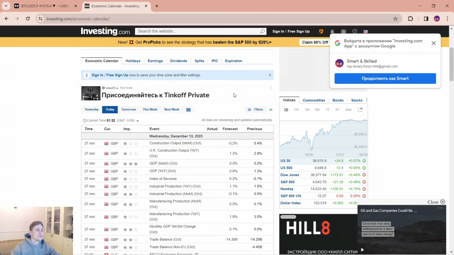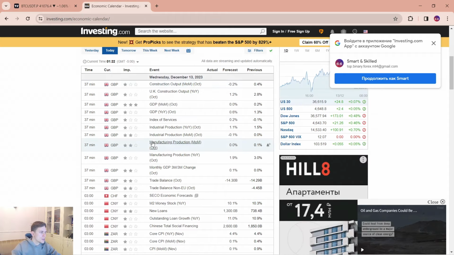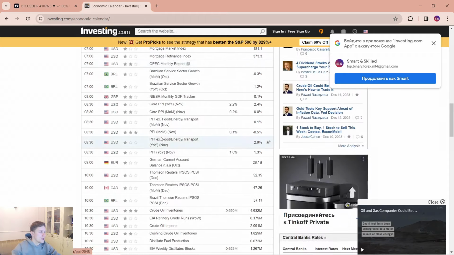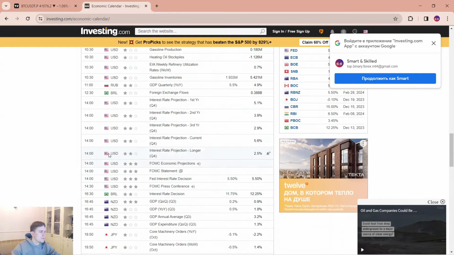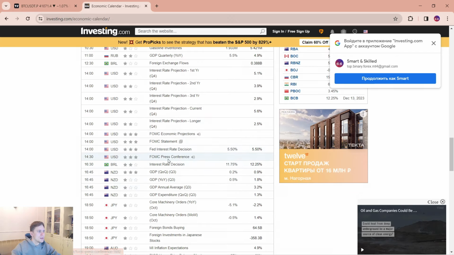We go to a news aggregator like Investing and check the economic calendar. We do not trade 15 minutes before and after a 3 stars news release, to avoid inadequate price movement. What do we see here for the whole day? There are no very important news except this period: the FOMC press conference. It's extremely important news.